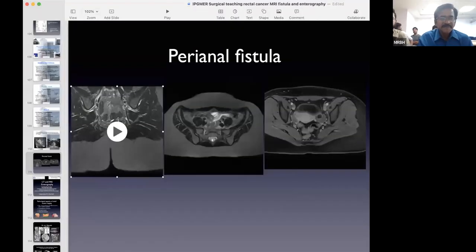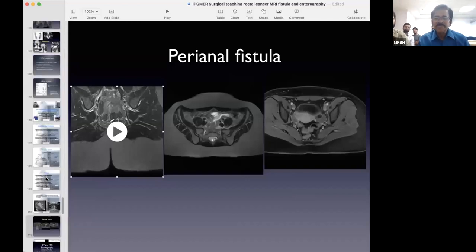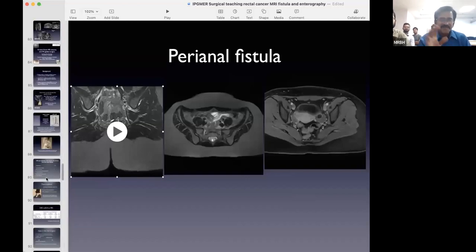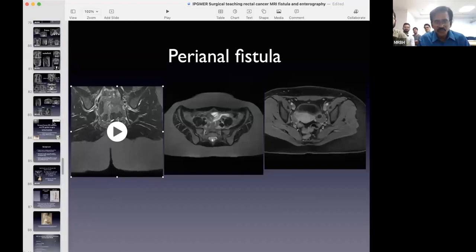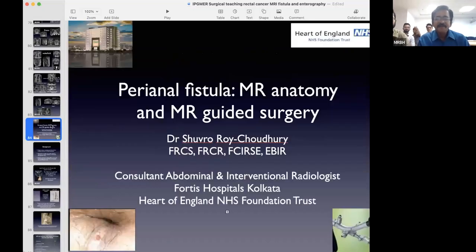Today we will have an MRI session. Dr. Shubhra Rai Chaudhary, a very renowned interventional radiologist in Kolkata and a very passionate teacher, will take us through different MRI. Although this MRI plate is not shown in the DNB or MS exam, even surgical faculty have difficulty interpreting this MR fistulogram. So Dr. Rai Chaudhary will give us an anatomical delineation of this area and how to interpret an MR fistulogram.